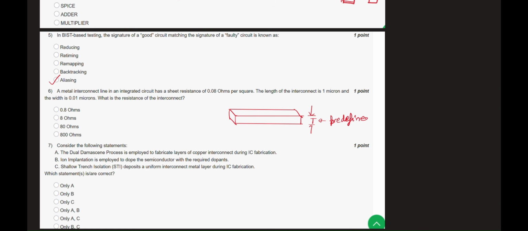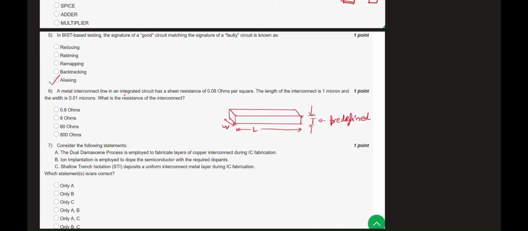It is predefined, so as a designer, I can only deal with the width. I can only change my width and the length of that interconnect wire. Like this is the length and this is the width, and these are in my control, but the thickness is not in my control. This is predefined. I can't do anything about it because the foundry will decide.